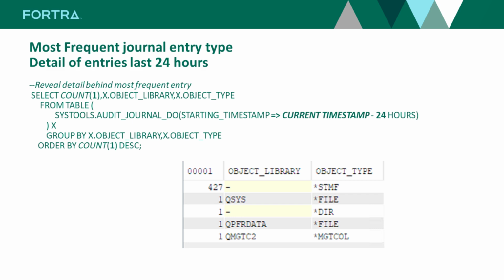So in this example, I drilled down on those deleted objects to see what it was that was being deleted. So I introduced the object type field into it. So now I can see of those deleted objects, 427 were stream files. And then I had one file, a directory actually got deleted, and then there was some cleanup done. So performance data was cleaned up in management tools, right?